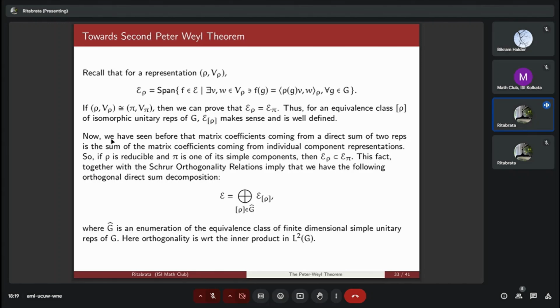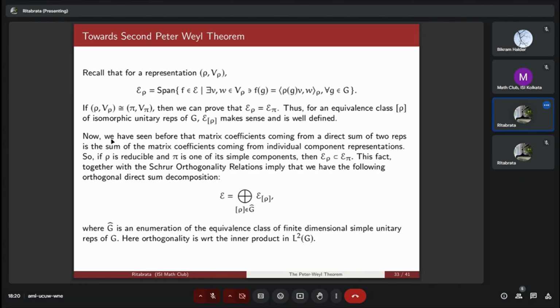In most cases, G hat represents a dual space of G, but here we do not mean that. Here G hat is an enumeration of equivalence classes of finite dimensional simple unitary representations of G. We'll see that G hat is the dual group when G is abelian. This is a particular case, but if G is not abelian, it might not be. Again, it's orthogonality in the eta rhos. Eta rho is a subspace of L2(G), so the orthogonality is with respect to the inner product in L2(G) that we defined at the beginning.